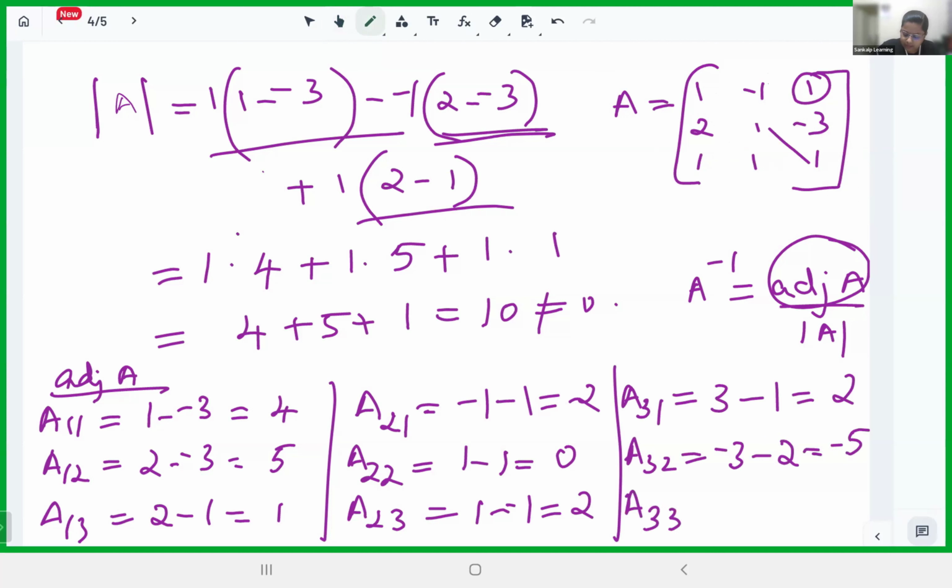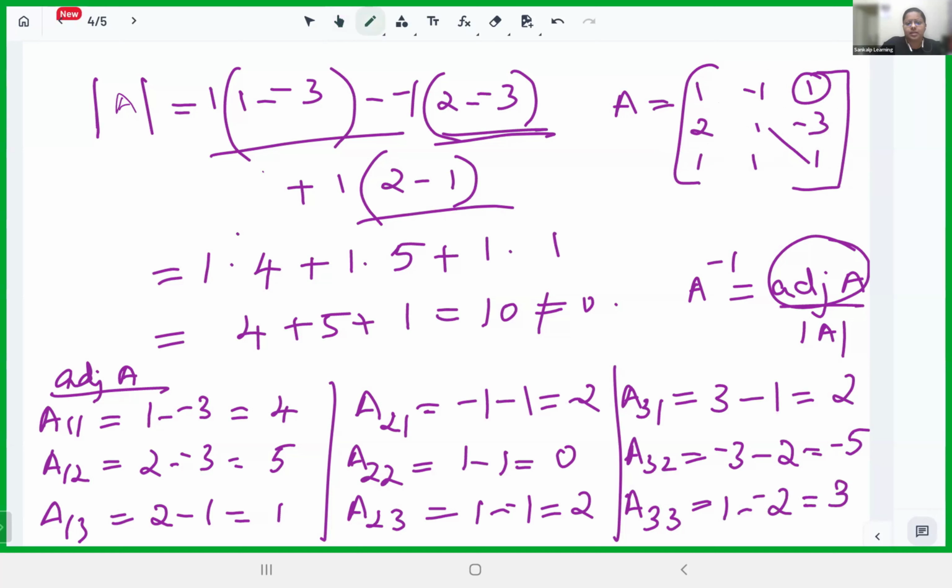Now A33 means this is the third row and third column. You have to delete that one. What is remaining? 1, minus 1, 2, 1. So 1 into 1 is 1, minus 2 into minus 1 is minus 2. So that is 1 minus minus 2, that is equal to 3.